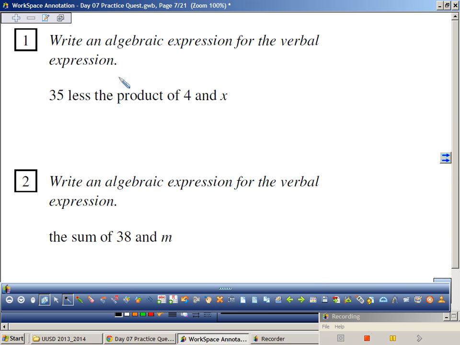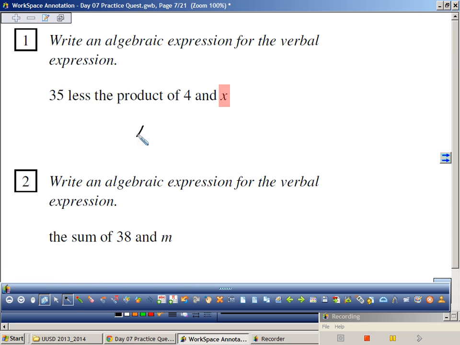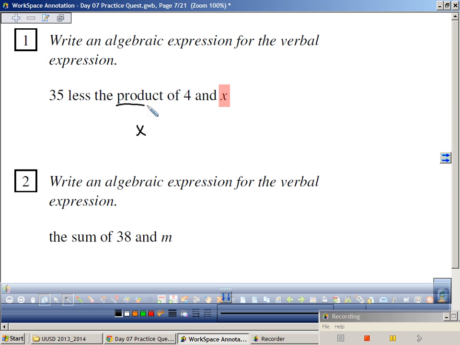We're going to start with our variable on this first sentence. 35 less the product of 4 and x. If I were to highlight, I would highlight my x. So we're talking about x. Let's back up and see what's going on with x. 4 and x. All right, what about 4 and x? The product of 4 and x. What does the product of 4 and x mean? Multiplication.